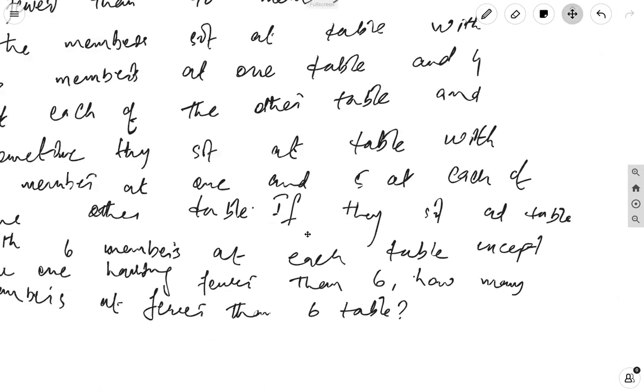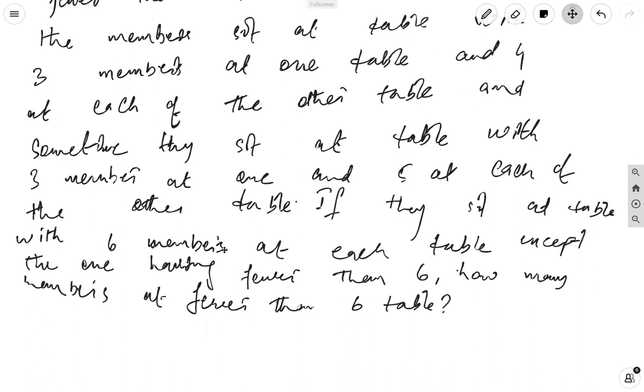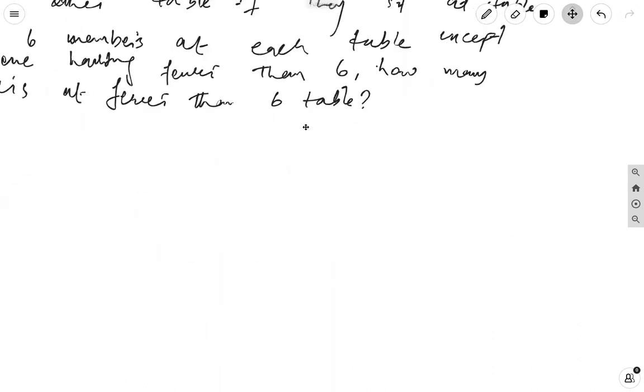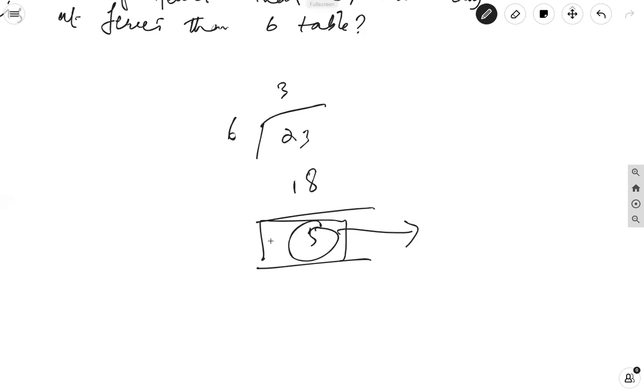Now the question was, you have a total of 23 members and all of them will sit at tables with 6 members except the one, right? So if you divide 23 by 6, what will be the remainder? It will be 5. So the last table will have 5 members sitting at it.